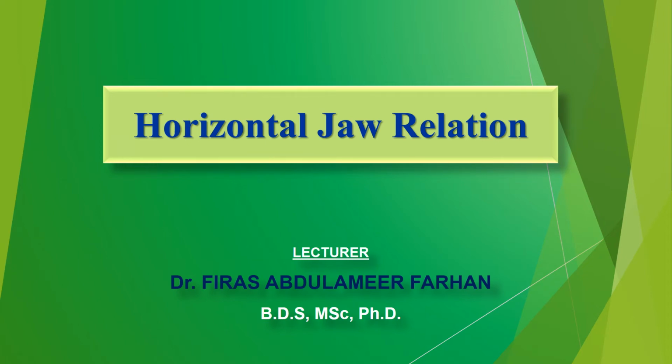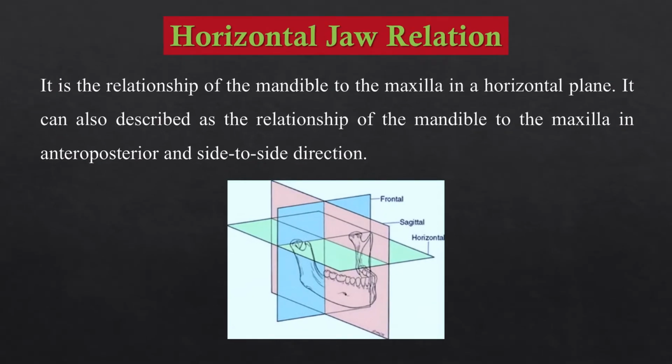Today I am talking about horizontal jaw relation. Horizontal jaw relation is the relationship of the mandible to the maxilla in a horizontal plane. It can also be described as the relationship of the mandible to the maxilla in anterior-posterior and side-to-side direction.